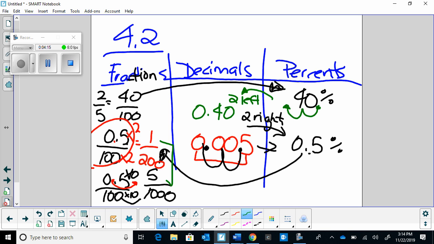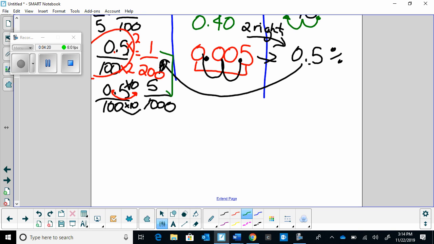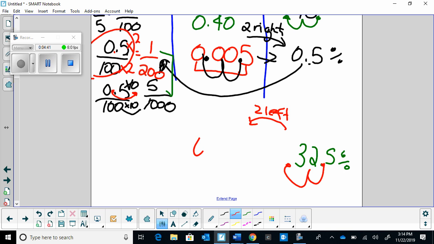Yes, it gets a little bit messy as you're doing the work, but we want to make sure that if, for example, they give me 32.5%, we're able to convert it into a decimal. When moving from percent to decimal, we move 2 to the left. So let's take that decimal and move it once, twice. As a decimal, it would be 0.325. Then as a fraction, percents are out of 100, so this is 32.5 out of 100.